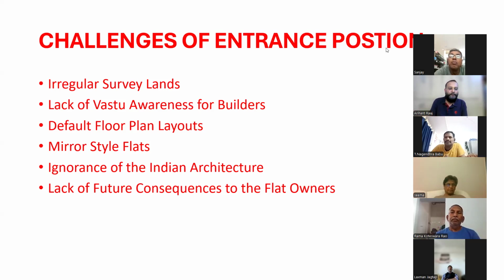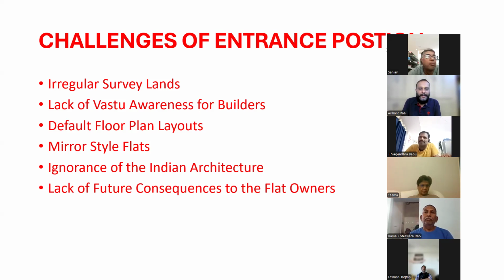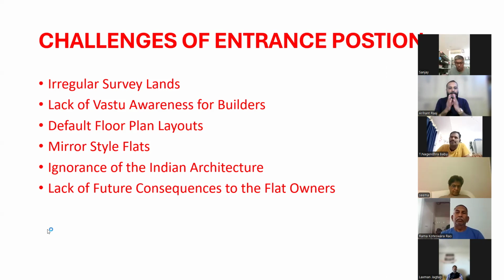So the first major reason for lack of a good entrance is irregular survey lands. Let's assume your sun is in the east direction. East direction degree is 90, but as per the survey, your east is tilted towards your left, and it went towards the northeast direction, wherein 45 degrees of variation is there.